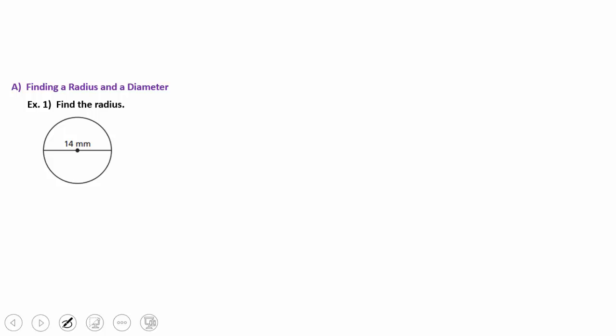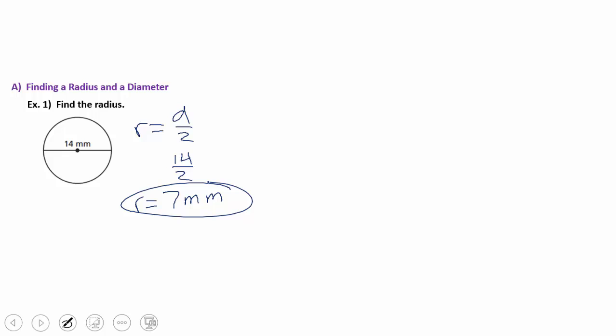So here it is. Example number 1. We have a circle, and we can see a line going all the way across, passing through the center. That's telling us that that is the diameter. When you look at that picture and you see a line going all the way across, passing through a center point, you have to recognize they're giving you the diameter. And we want to find the radius. Well, we know that the radius is equal to the diameter divided by 2. So all we have to do is put in 14 divided by 2, and our radius is equal to 7 millimeters. It's this straightforward.